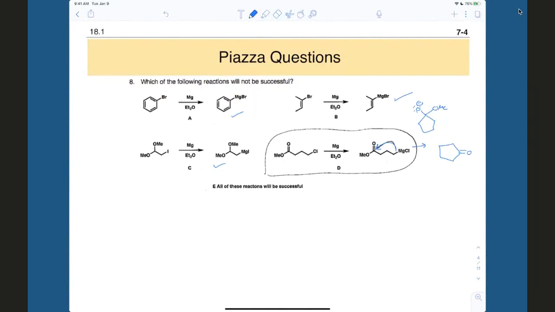If the ester was a ketone, then that would not work because you could still do the same attack. You wouldn't get an actual Grignard afterwards. You would end up now with a tertiary alcohol because you don't have a leaving group. So after workup, you would end up with the tertiary alcohol here.